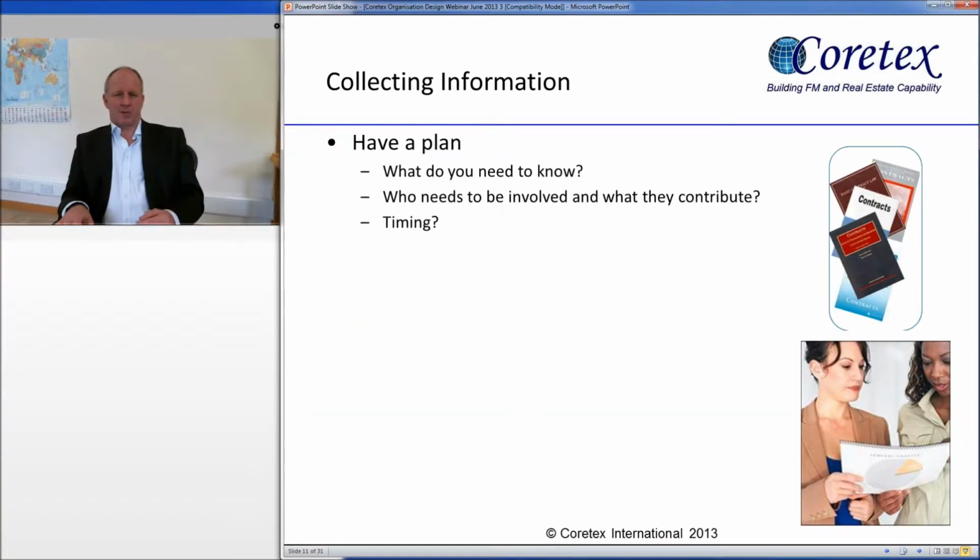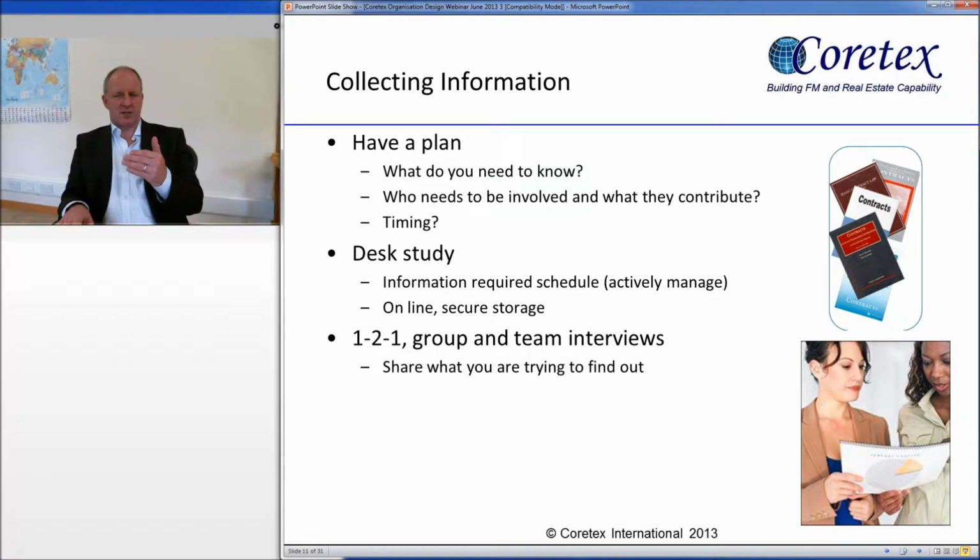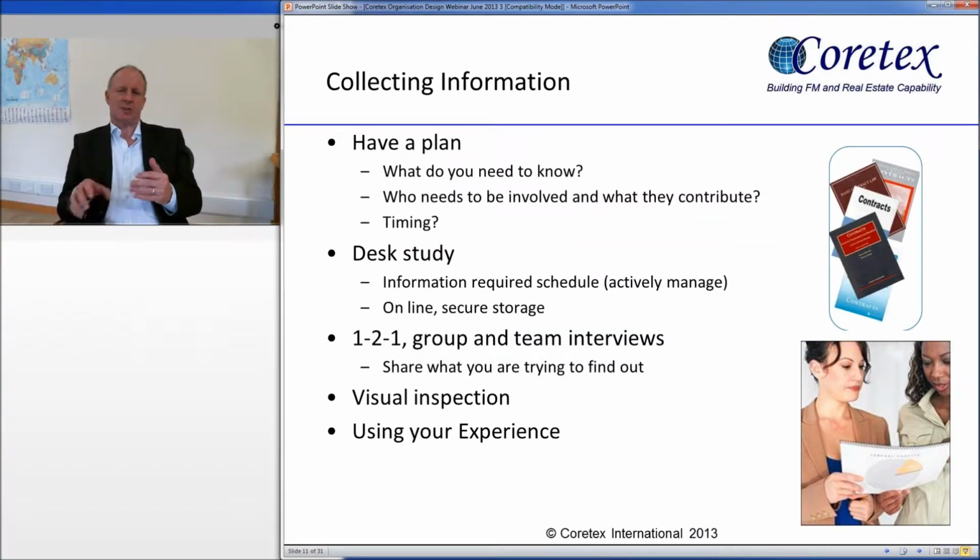So, collecting information. I'll quickly identify each of these things because each of them has a purpose. You need to have a plan. You need to know what you're going to gather. You need to have a place to put the information, and you need to make sure that you've got collaboration inside of the organization to get this information.